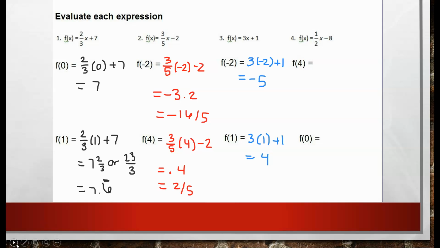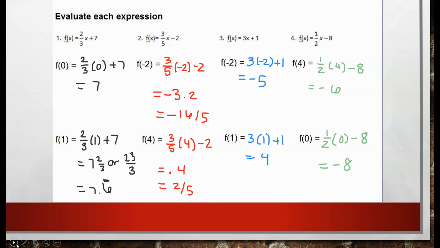And then for 4, you have 1/2 times 4 minus 8. So half of 4 is 2. 2 minus 8 is -6. And 1/2 times 0 minus 8 is -8.